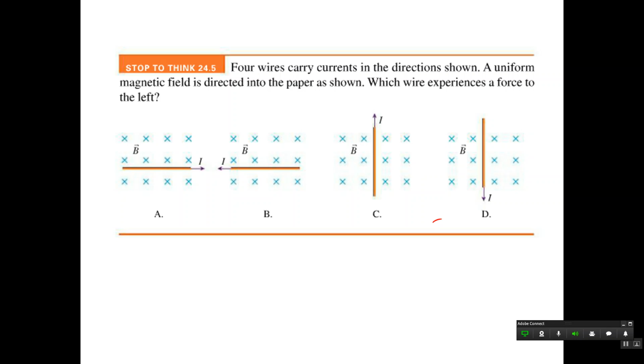In the first example, which direction is it going in? Up. So the force is going up. Let's write that. The second example, which direction is the force going in? Down. Third one? Left. Very good. And the last one. Right. So the answer would be, which one of these is going towards the left? The answer is C. Very good.